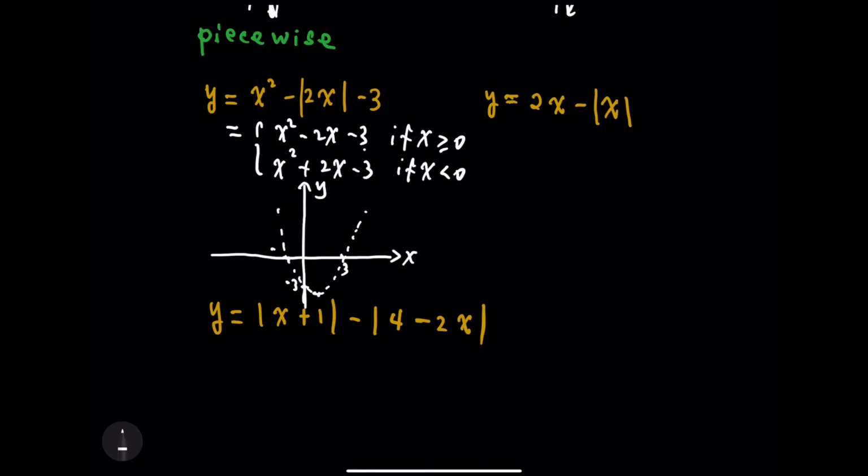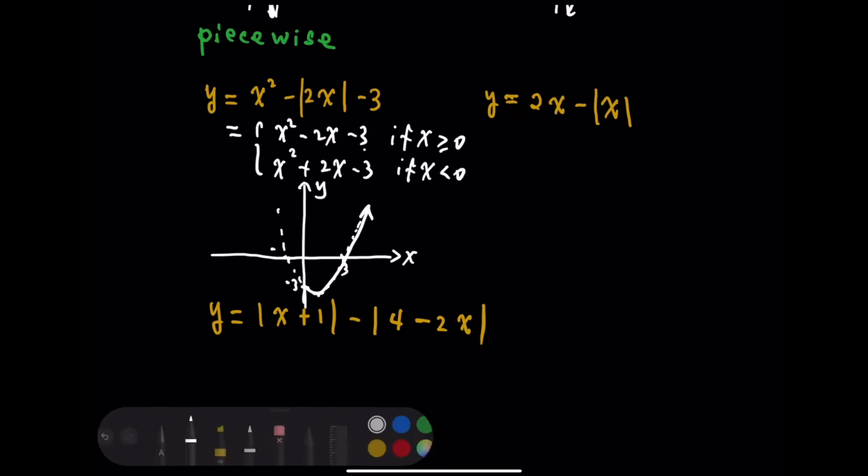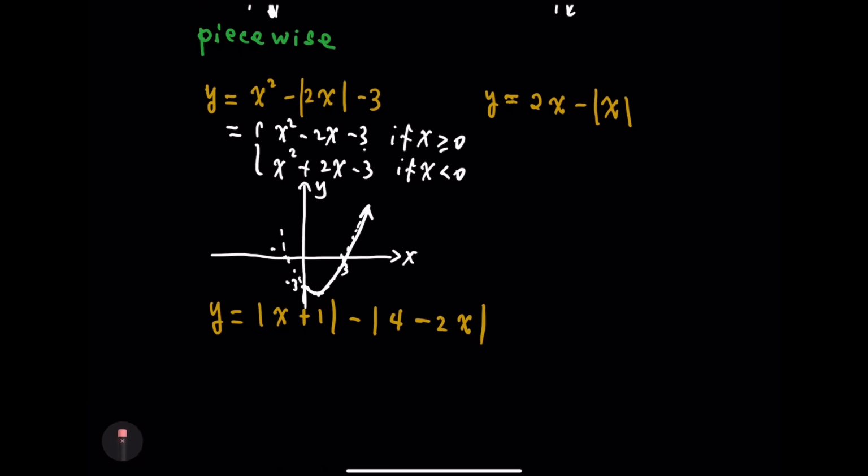But with the condition, this is only for x bigger than or equal to 0. So what does that mean? It means we are only sketching the bigger than or equal to 0 part, which is that. Only that bit. I'm going to remove the other dotted part. You can't have this.